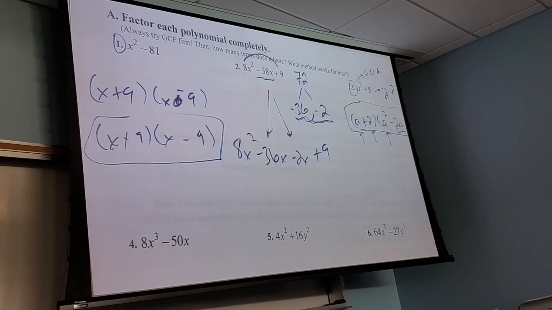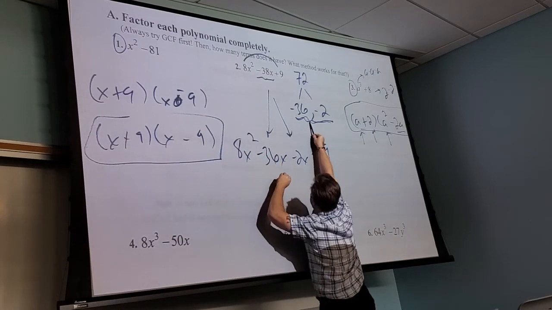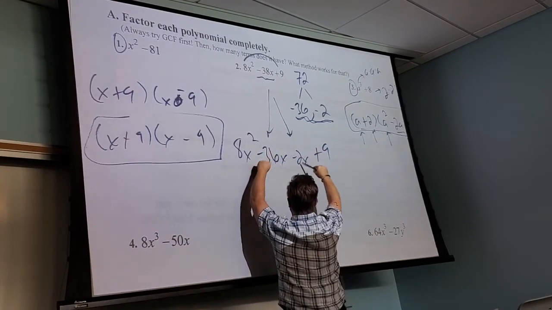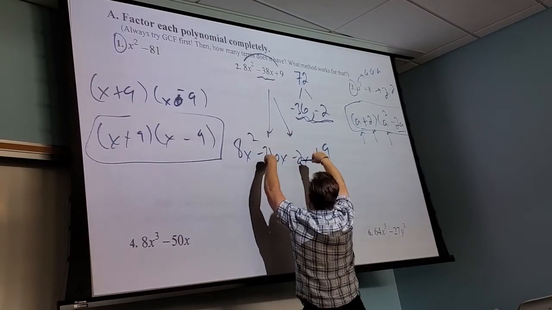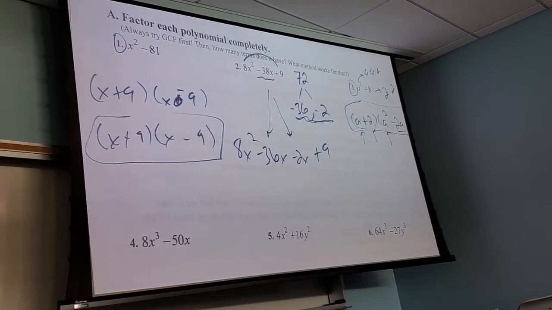Because now what have I done? I've made it into 4 terms, and what can I do when I have 4 terms? Grouping. This step right there tells me the only numbers that I can break 38 up into so that the grouping will work. That's what that step does.